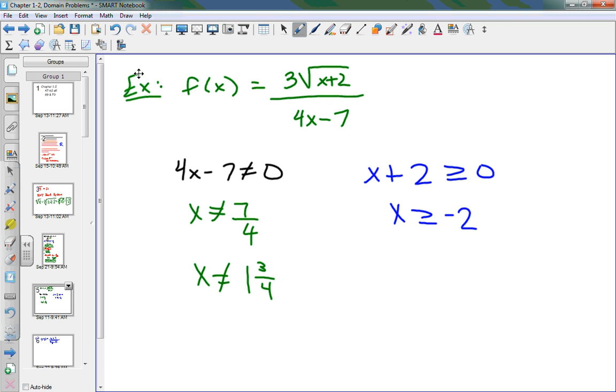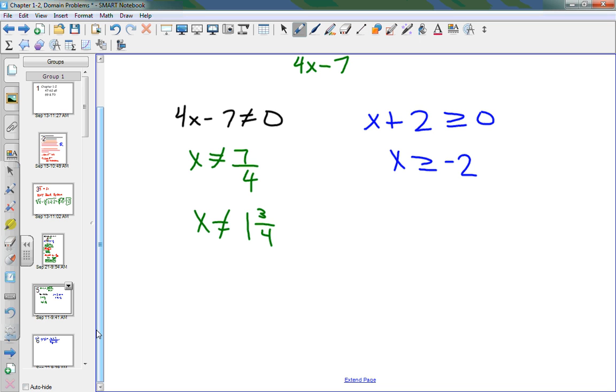Both? Well, in order for you to say both, you have to first ask yourself, if I put this on a number line, here's 0, here's negative 2, and I'm saying that it can be negative 2 or it can be above negative 2. You see that? Where's 1 3/4? 1 3/4 is right here. There's a hole in the graph there. I am not allowed to be that value.